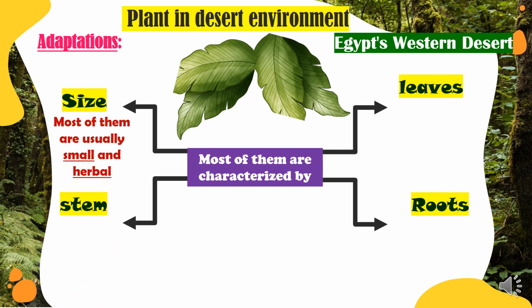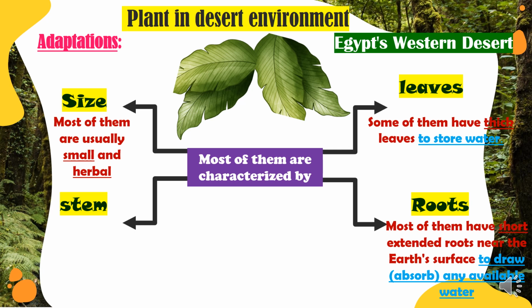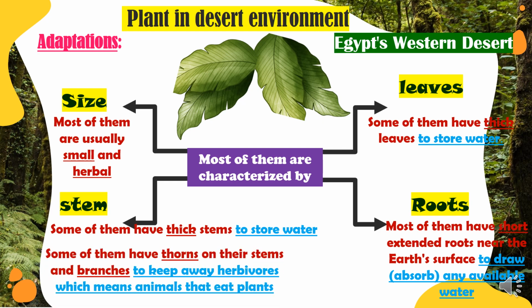So let's talk about the size of the plant. Most of them are usually small and herbal. Some of the plants that live in the desert have thick leaves to store water. Roots, most of them have short extended roots near the earth's surface to absorb any available water. And the stem, they have thick stems like the leaves to store water. Some of them have thorns and spines on their stems and branches to keep away herbivores, which means animals that eat plants.